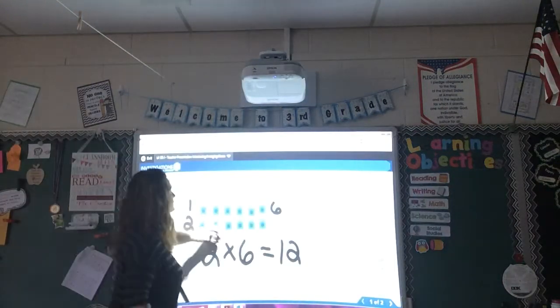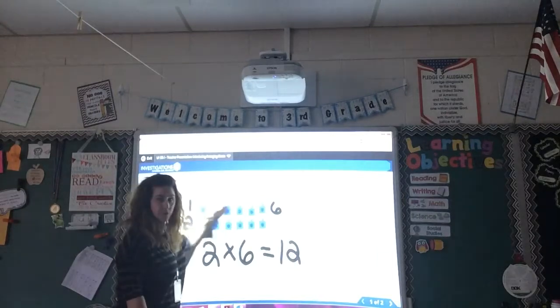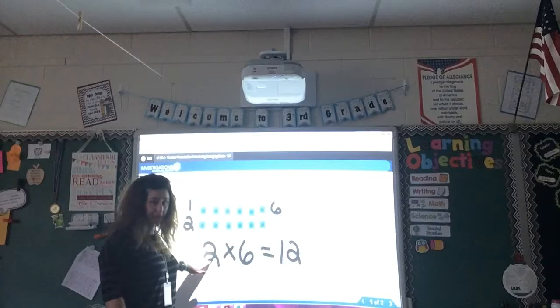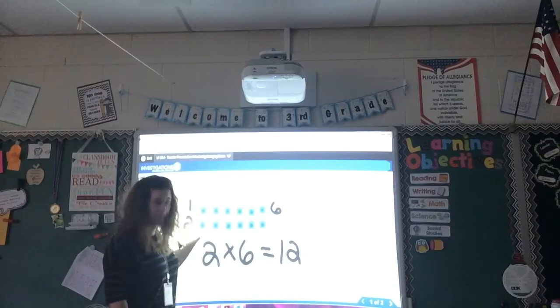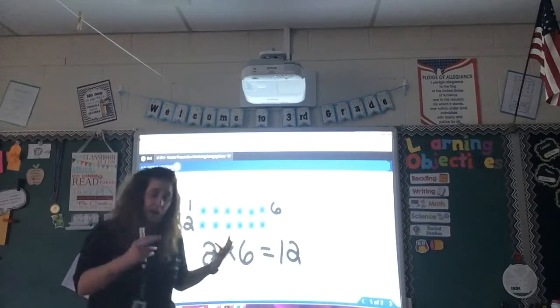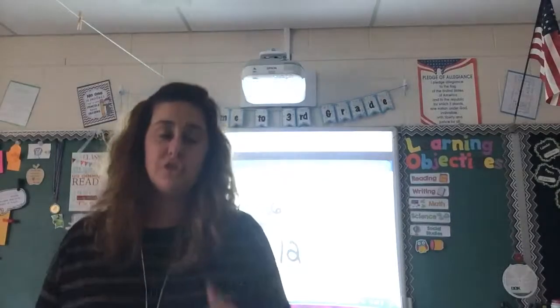Again, this picture is called an array. Rows go across, columns go up and down. My first factor is always how many rows I have, and my second factor is how many things or chairs or cubes are in each row.